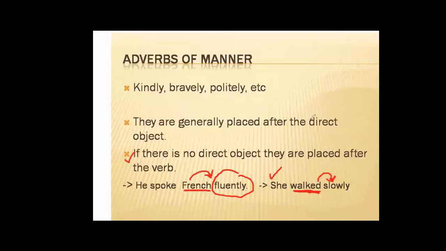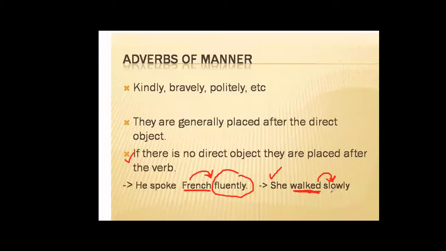So once again, I would like to repeat that the adverbs of manner are placed after the object if any object is present. Like in the first sentence, the object was French and the adverb was fluently. So we placed fluently after the object French. And in the second sentence, there was no object. So we placed the adverb right after the verb, and the verb was walked while the adverb was slowly. So this is how it goes.